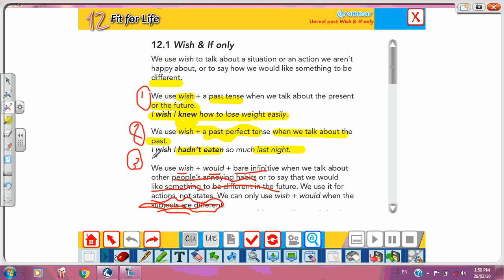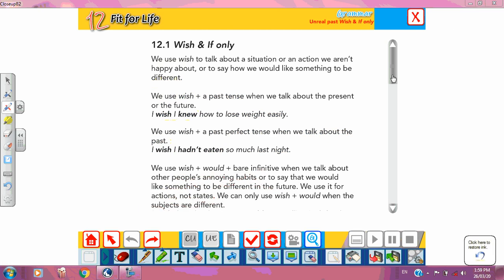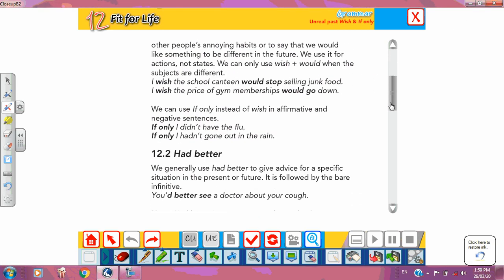Okay, look, let's look here. I wish... So here we have the subject. Both the subjects are the same. So I use one of the two tenses, okay, past simple or past perfect. But let's look at this example. Let's look at this example together.